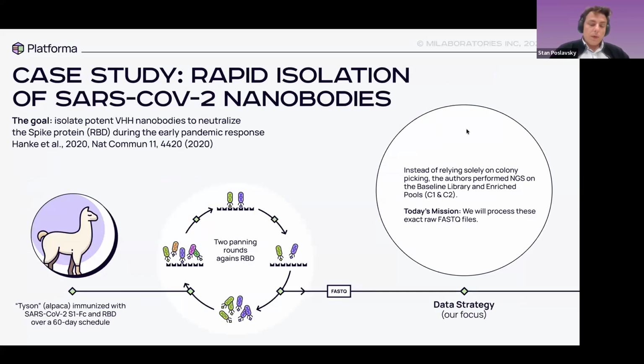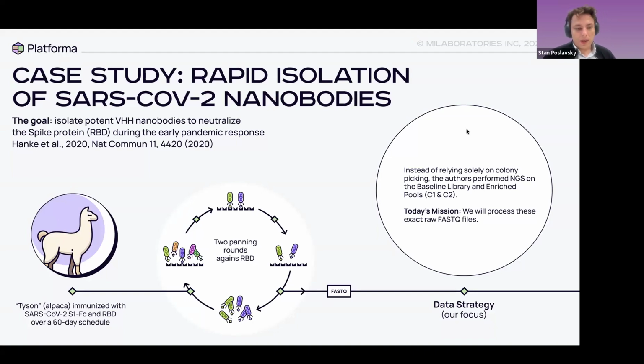The case study that we will be working with today is a well-known publication, pretty well cited, published in Nature Communications. The case study is the rapid isolation of nanobodies against SARS coronavirus. The goal of this publication was to isolate potent nanobodies to neutralize the spike protein during the early pandemic response.